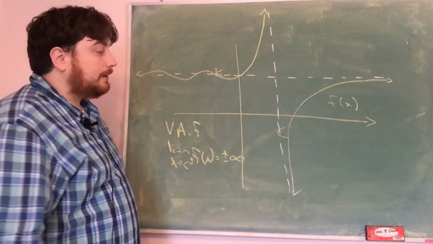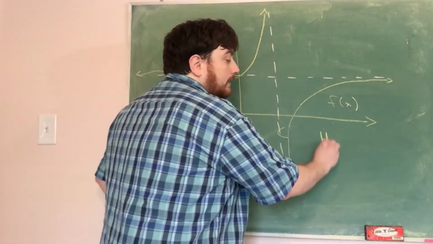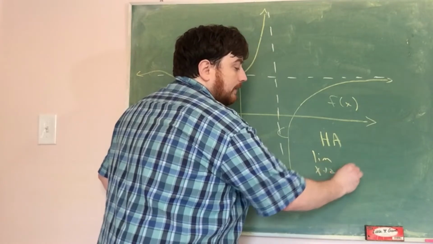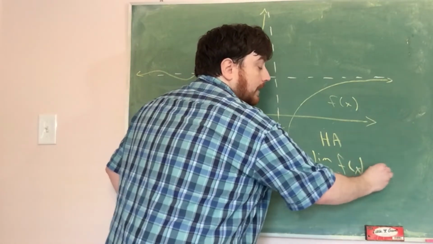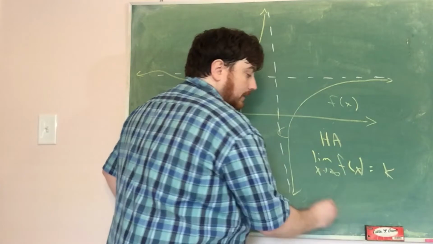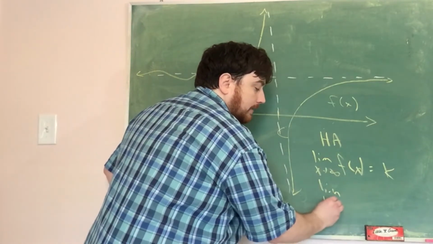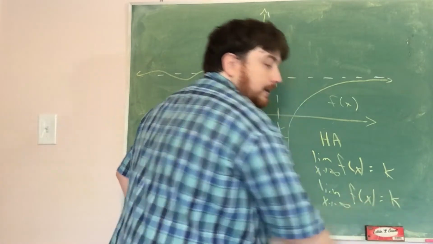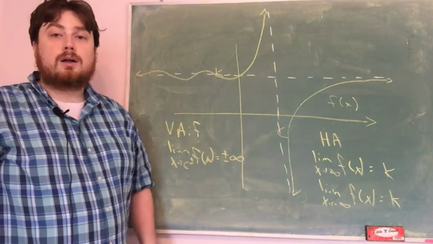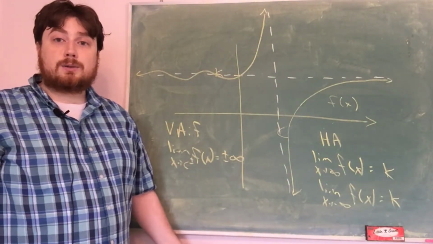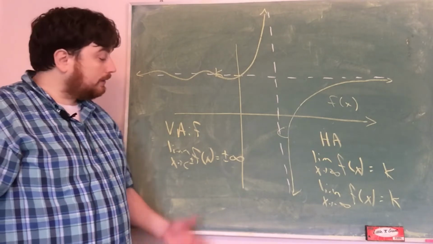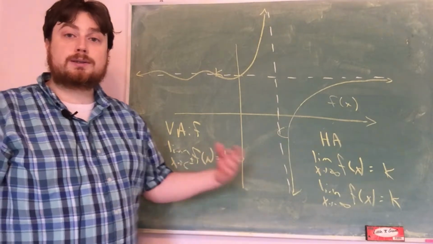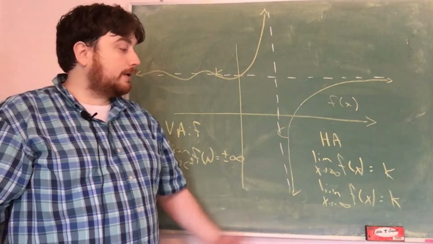Using limits, I have a horizontal asymptote if the limit as x goes towards infinity of f of x is equal to some y value, let's say k, or the limit as x goes towards negative infinity of f of x is equal to k. So if I want to find asymptotes, I'm really looking at limits: either where my limit is equal to positive or negative infinity, or what the limit is as x goes off towards positive or negative infinity.